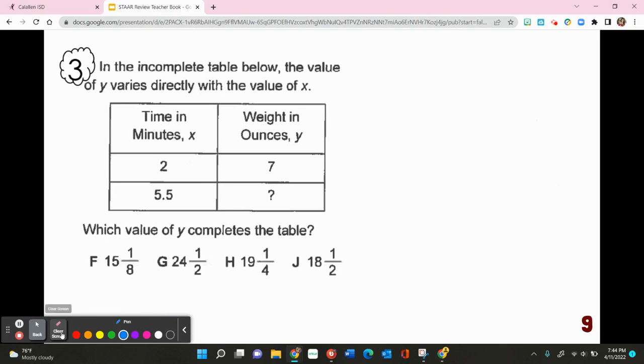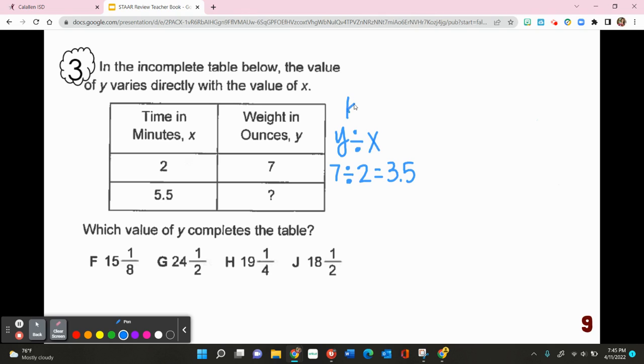Okay, so looking at number 3, it says in the incomplete table below, the value of y varies directly with the value of x. And we want to know which value of y completes the table. And for this type of problem, we're looking at it by making an equation. So here, whenever you are given a table and it says it varies directly or it is proportional, to find the constant of proportionality, you are dividing your y value by your x value. So here my y value is 7 divided by 2 equals 3.5.